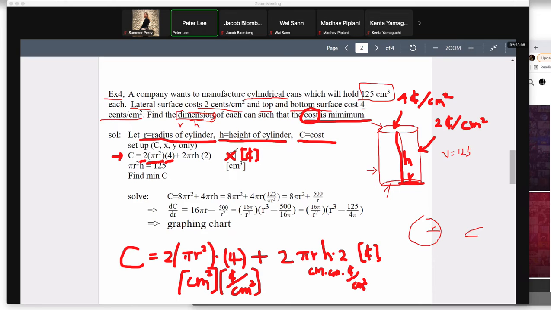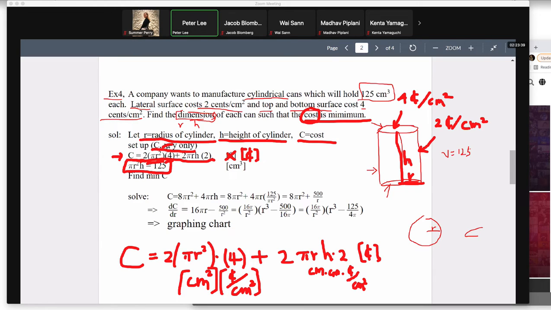And then what is the condition here? If you look at this objective function, we have 2 independent variables, R and H. So now we need to have one constraint, and the constraint will be this: pi r squared H is 125. The volume is 125. The setup is only going to consist of C and X and Y, the name of the objective function and the independent variables X and Y.